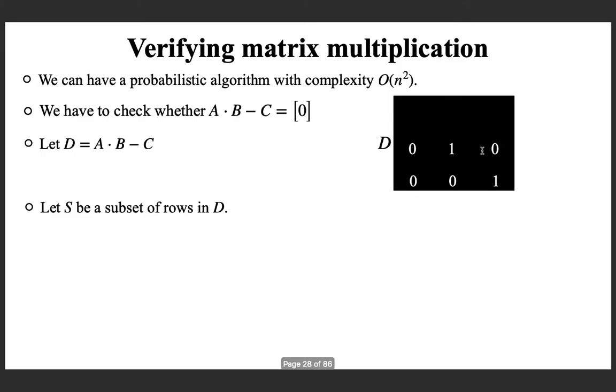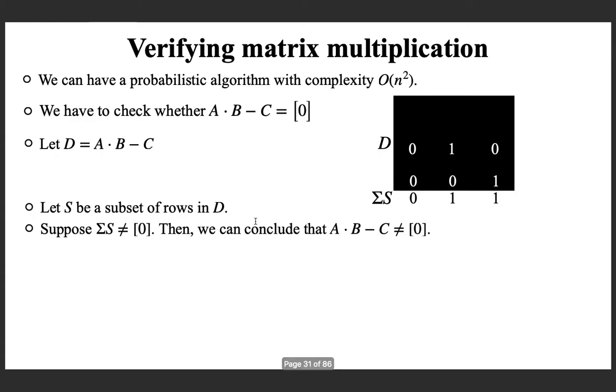For example, maybe a subset of 2 rows. Now, you consider the sum of these rows. In this case, 0 plus 0, 0, 1 plus 0, 1, 0 plus 1, 1. This is the sum of the rows, and which is non-zero. That means there are some non-zero elements in the subset of rows. So, you can conclude in this case that this equation is not correct.